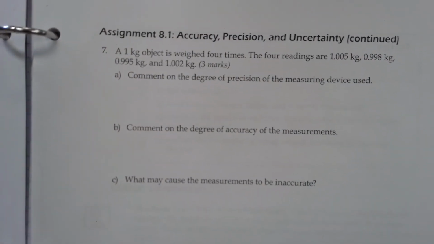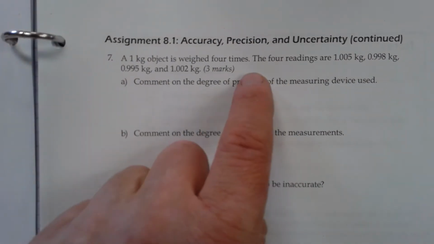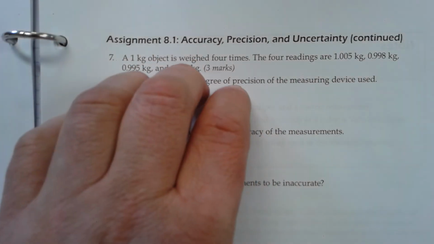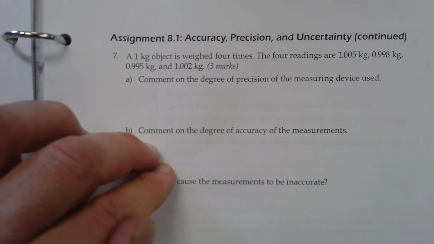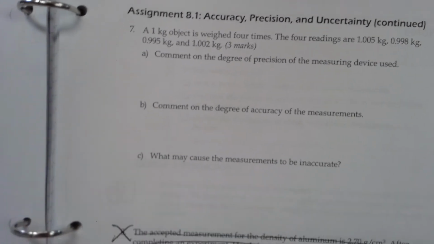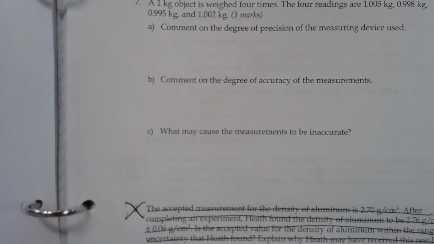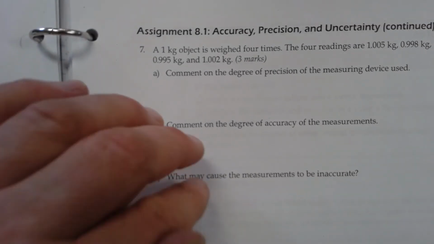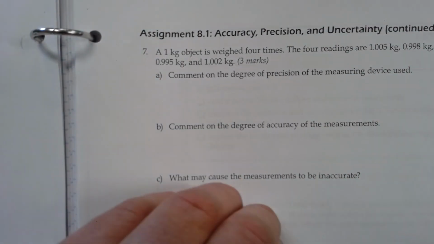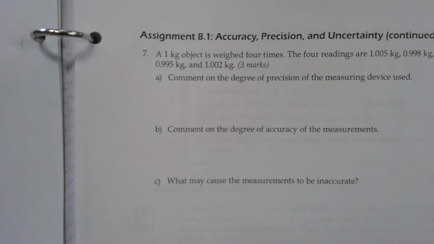A 1 kg object is weighed 4 times. We have 4 different readings. What's the degree of precision? What's the degree of accuracy? And what may cause the measurements to be inaccurate? So they're not really asking for precision and accuracy. What might cause them to be inaccurate?